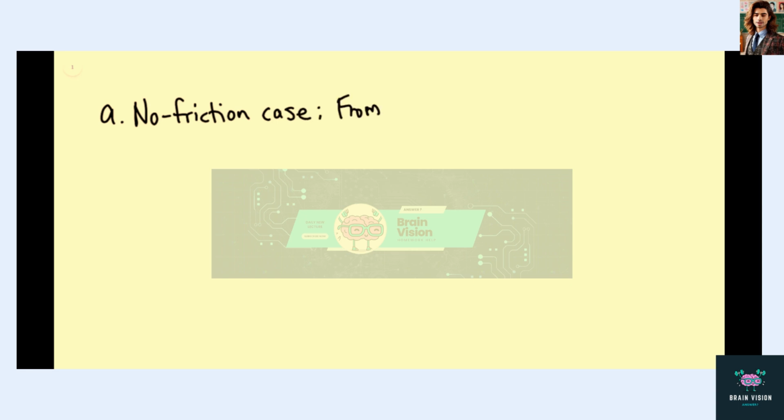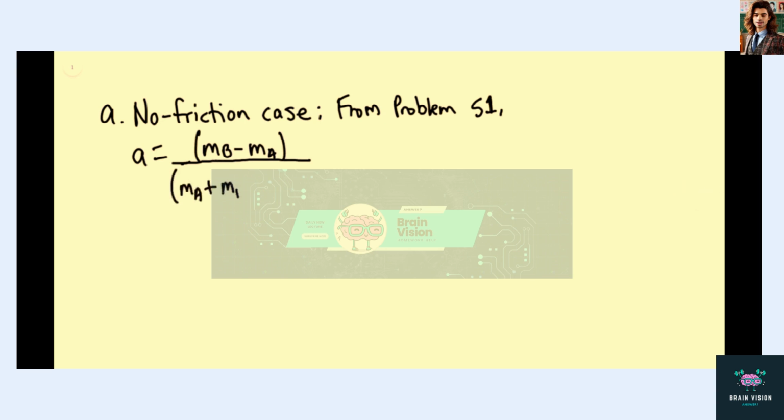So here for part A, we can use the same analysis from problem 51 for the no friction case. From problem 51, we can say that the acceleration would then be equal to the mass of block B minus the mass of block A, divided by mass sub A plus mass sub B plus I over R squared, multiplied by a factor of G.